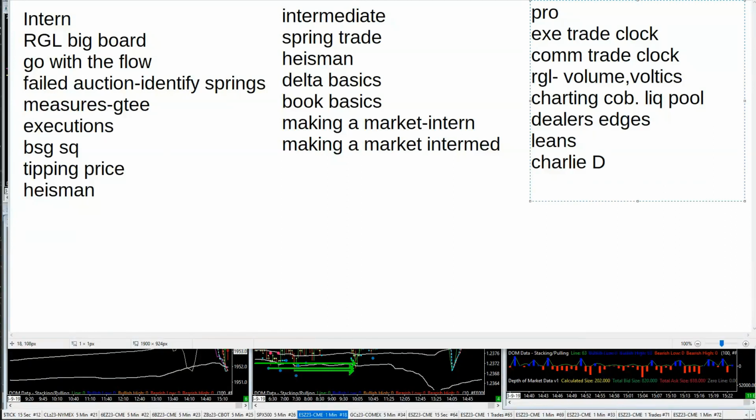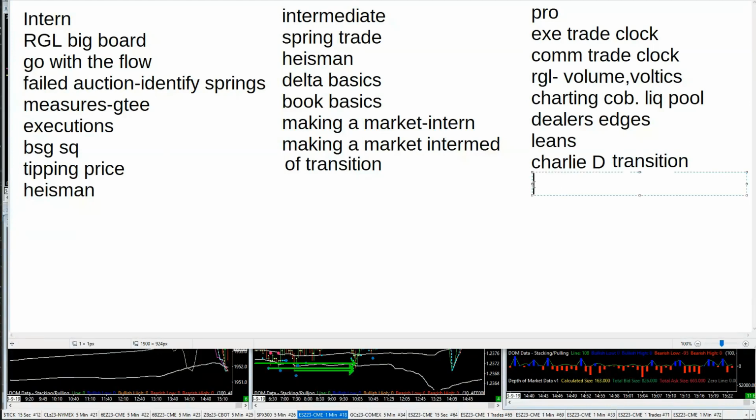So obviously when you're in the intermediate section, it's an order flow transition, which obviously comes from those book basics. It comes from those delta basics. That's when we get the order flow transition. And when we move into the pro, it becomes the Charlie D transition, as a slight difference between the two.